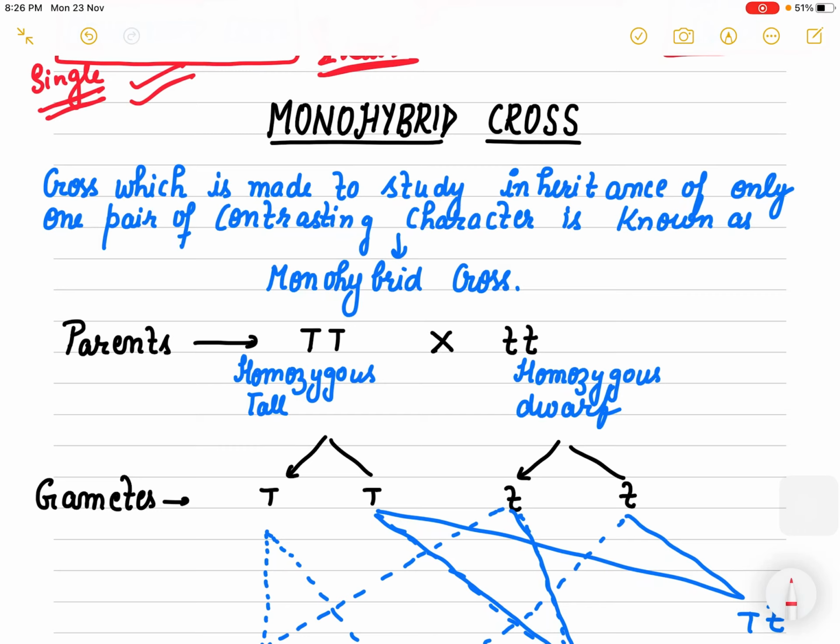Children, please pay attention, because either monohybrid cross or dihybrid cross, one of them is compulsory. It is asked every time in your board examination, right? So please, you have to be very confident when you are going to draw these crosses.